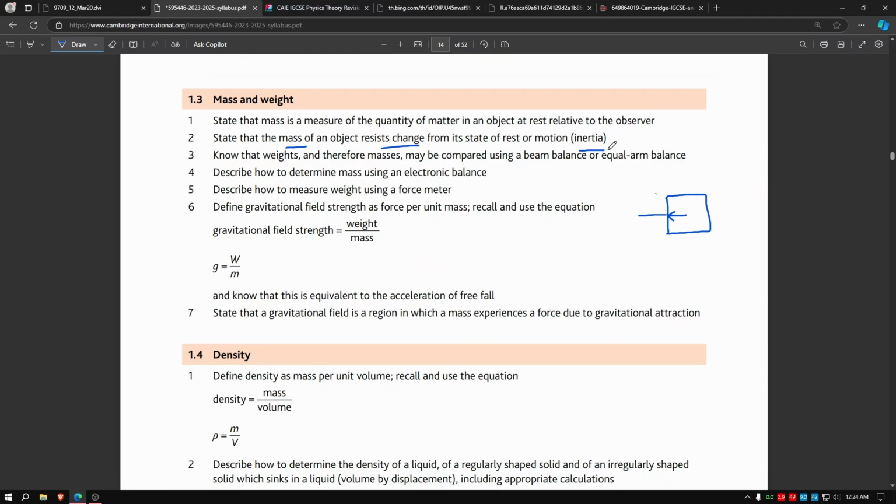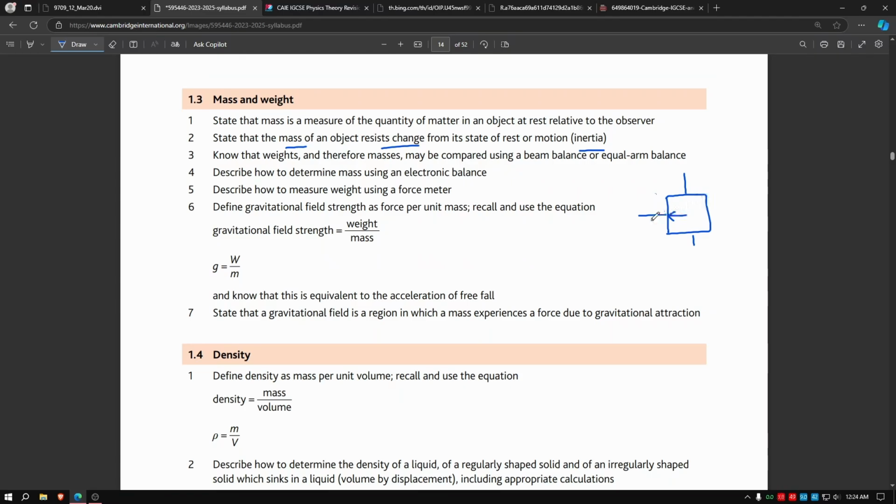Basically, any object or matter which has mass, anything that has mass, has a tendency, or let's just say a habit, of resisting any change, right? If you want to move it upwards, it will resist. If you want to move it downwards, it will resist. It will want to stay as is. It doesn't want to make any change to its motion.